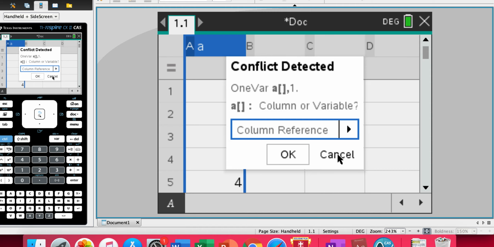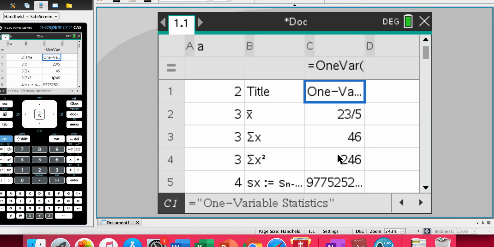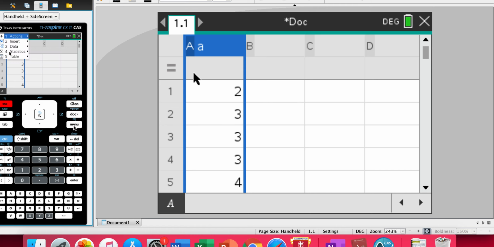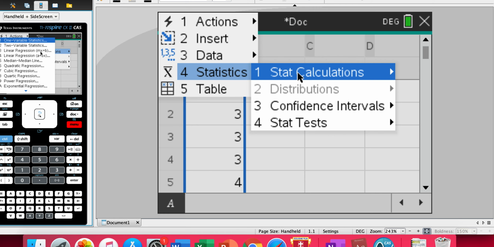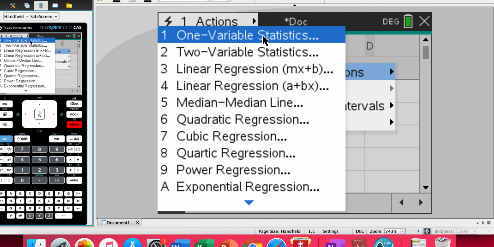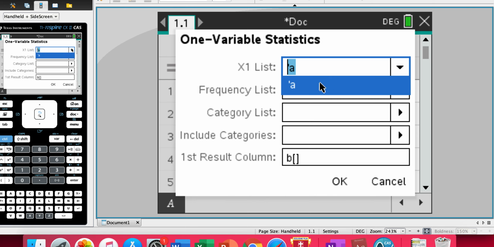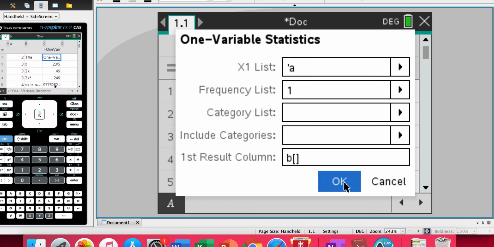What happened here? Maybe I didn't select something. I'm going to undo what I just did, and I'm going to do it again. So menu, statistics, stat calculations, one variable. Okay, that's it. I had to select the variable, that is this one, A, because I called it A. I could have called it anything else, just not confusing. And this, when it has square brackets, is talking about the column. And then we say okay, there we go.